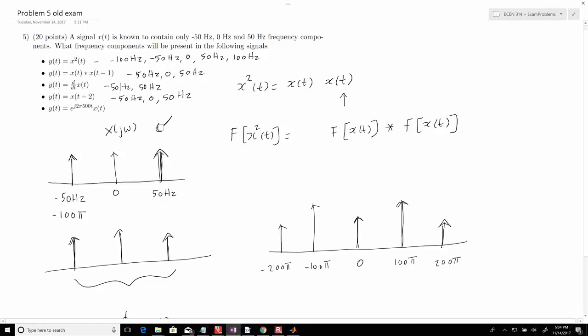And finally, y of t is e to the j 1000 pi t times x of t. That's a change in frequency. That changes the frequency. So what does that do? That shifts all the frequency components, right? By 1000 pi. Or in hertz, by 500 hertz. So the answer is, it's going to have 450 hertz, 0 and 550 hertz. That's the final answer.